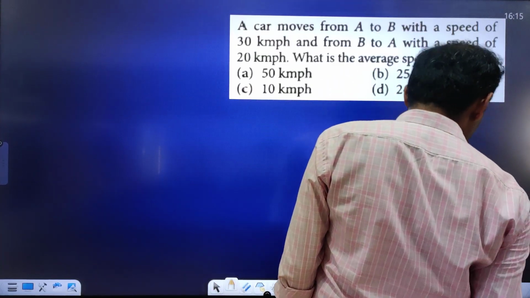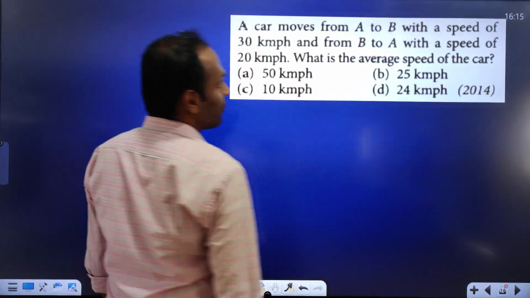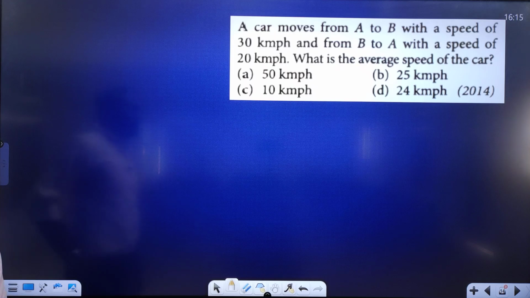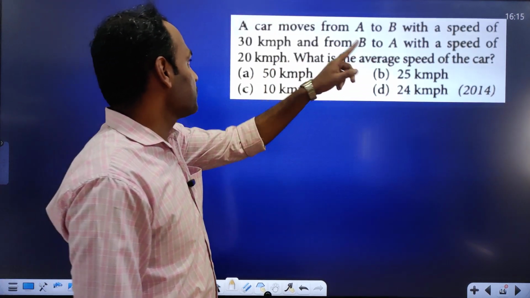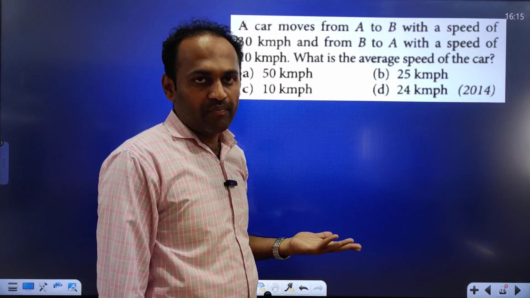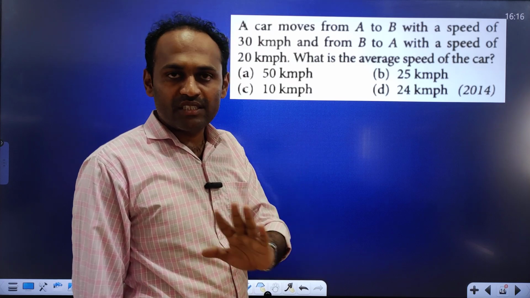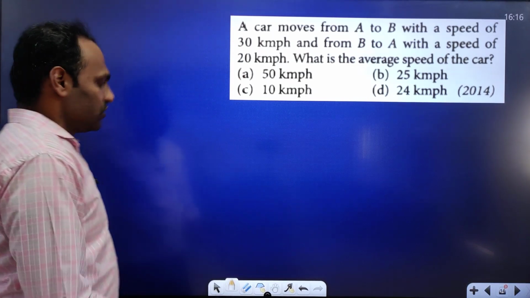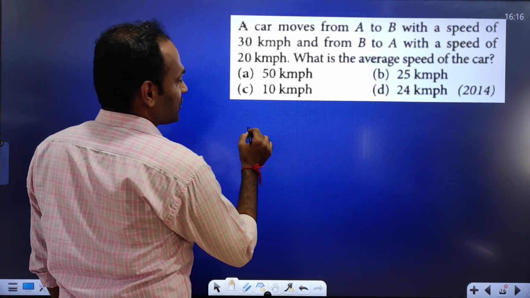We'll go to the next question then. So the next question is, a car moves from A to B with a speed of 30 km per hour and from B to A with a speed of 20 km per hour. What is the average speed? A to B, B to A. And the distance is same, speeds are different. So we have to use again the same formula, average speed.